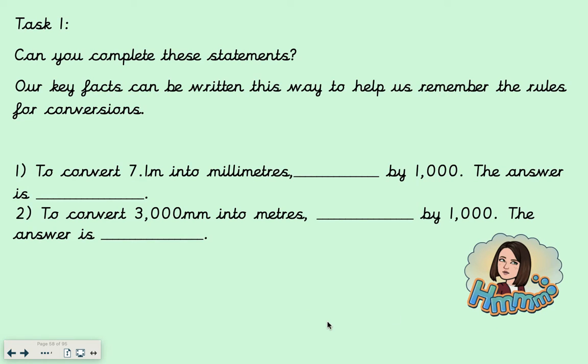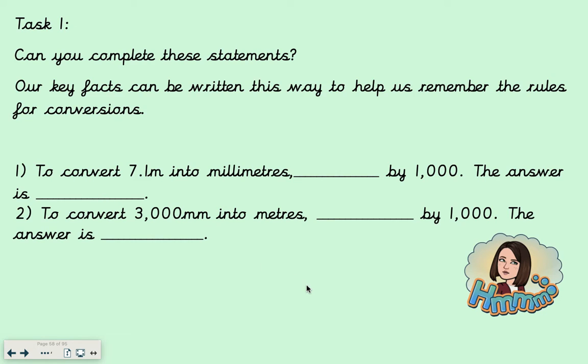So, task 1. In order for our facts to be written in this way, we need to remember the rules for the conversion. In these first lines here in our statements, you are either going to write divide or multiply by 1000 and then tell me the answer on the second line.